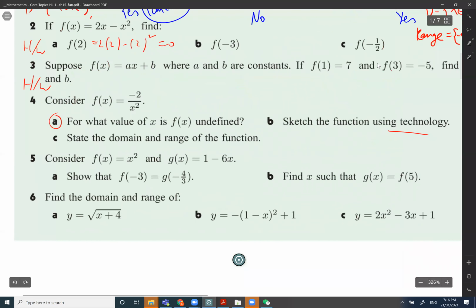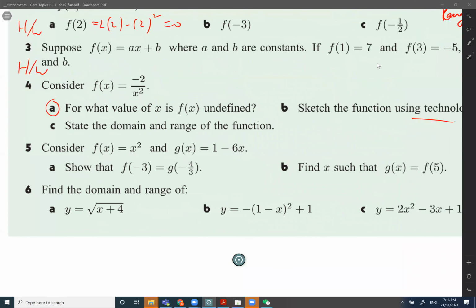This question is about domain and range. With what value of x is f(x) undefined? x equals 0, because the denominator cannot be 0. X equals 0, f(x) undefined. That's why we say the domain is x cannot be 0. For full working, you can write x in R, but x cannot be 0. That's the domain.